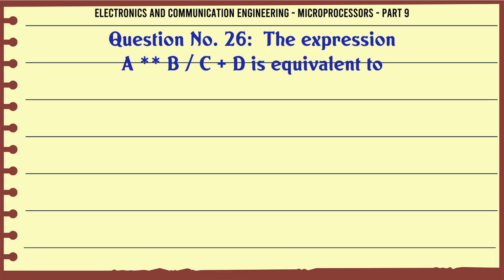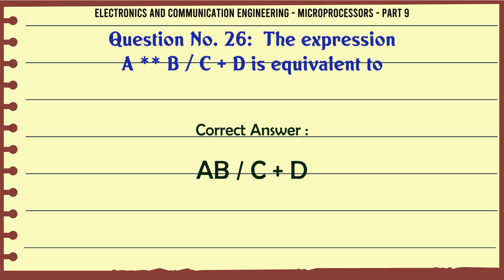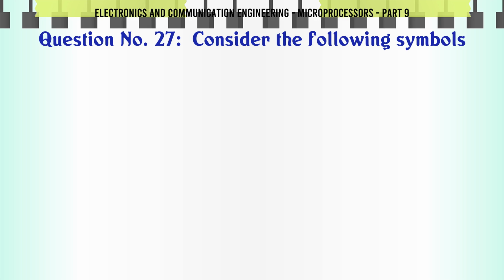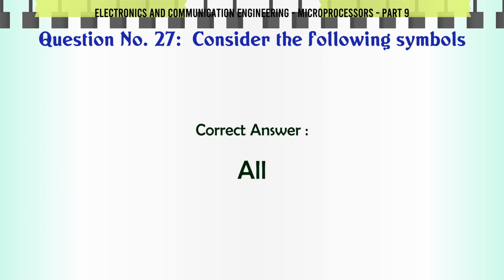The expression ABCD is equivalent to A. ABCD, B. ABCD, C. ABCD, D. none of the above. The correct answer is ABCD. Consider the following symbols: A. 1 and 2 only, B. 1, 2 and 3 only, C. 1, 2 and 4 only, D. all. The correct answer is all.